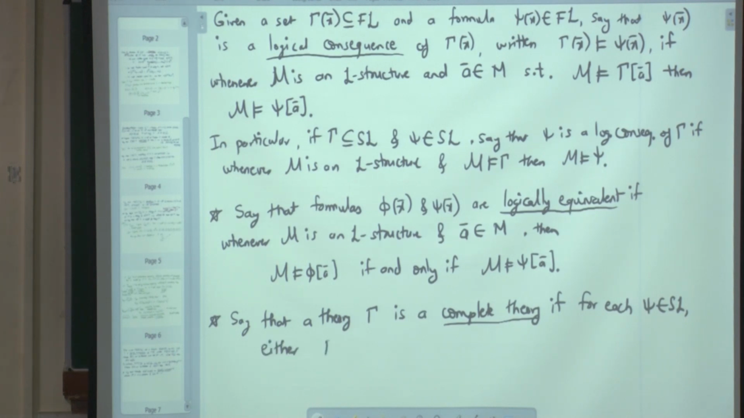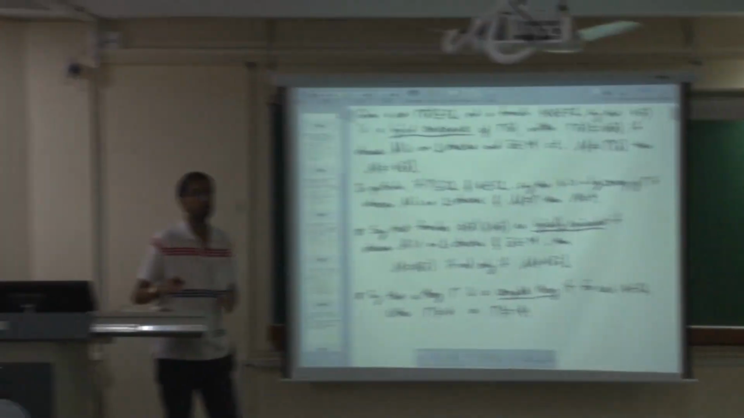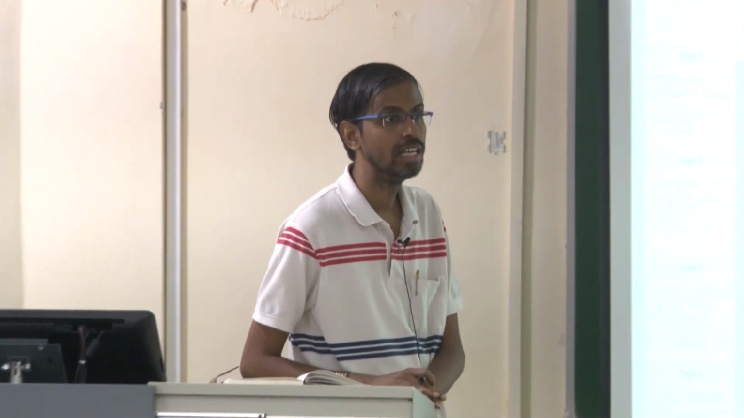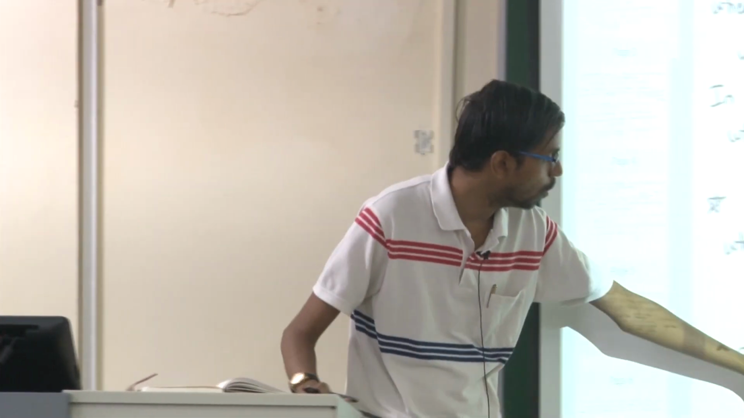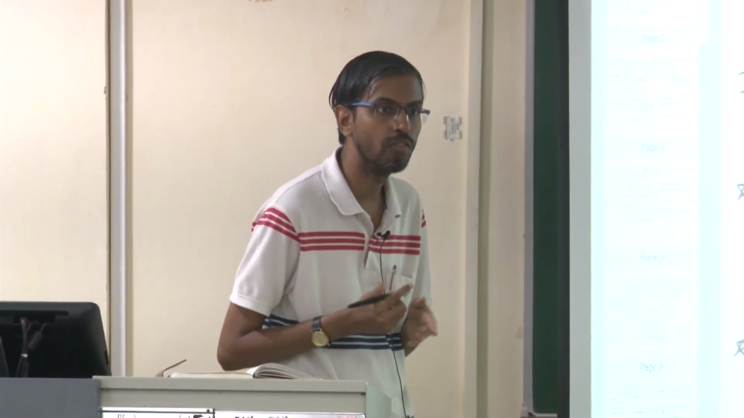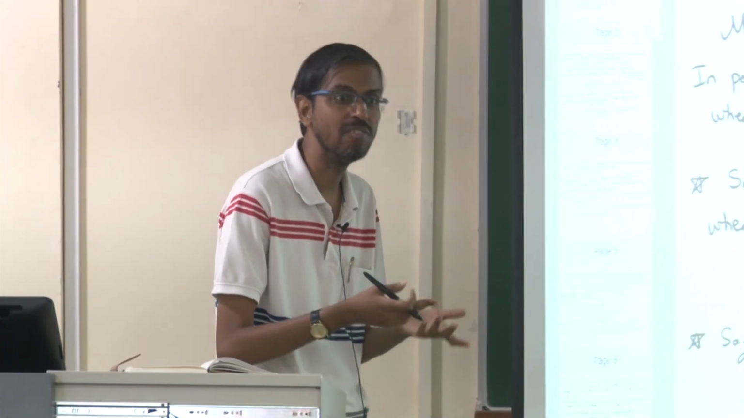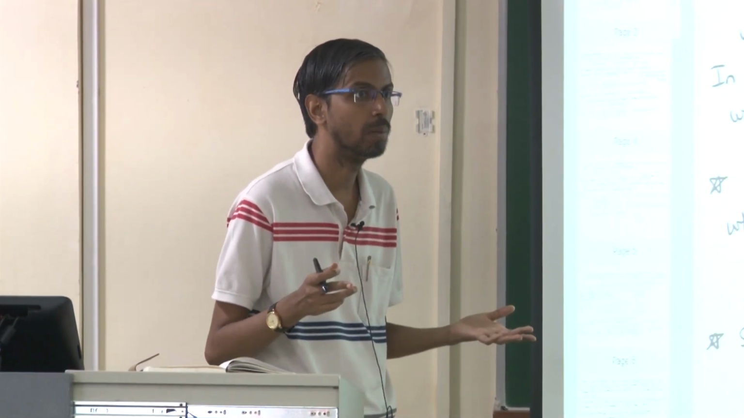either psi is a logical consequence of gamma or negation psi is a logical consequence of gamma. Tell me whether both of them can simultaneously happen. Can you prove that? Then it won't be satisfiable. So we know that it is a theory, and theory means it is satisfiable. So let M be a model of gamma. If both of them happen, then M models psi and M models negation psi. Well, that's a contradiction. So therefore both of them cannot happen.